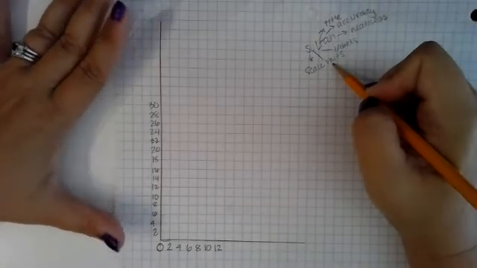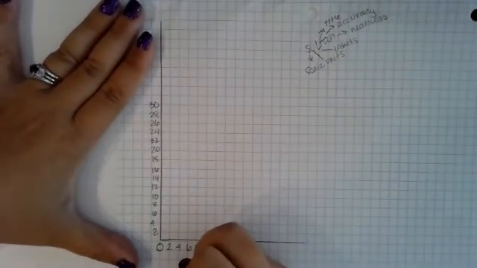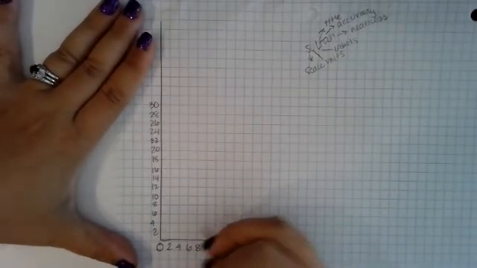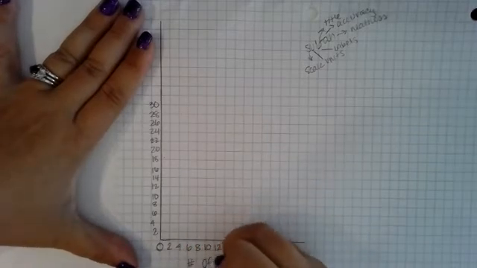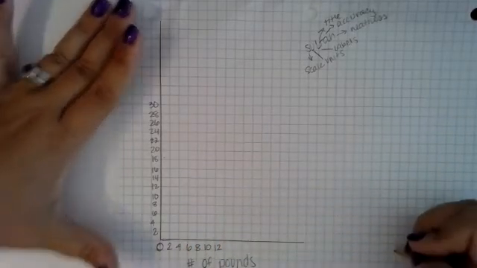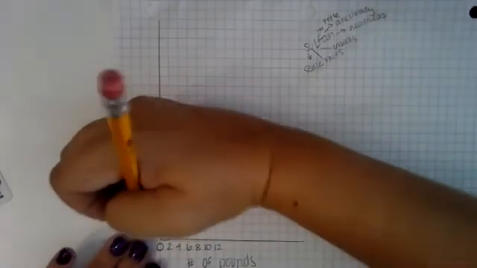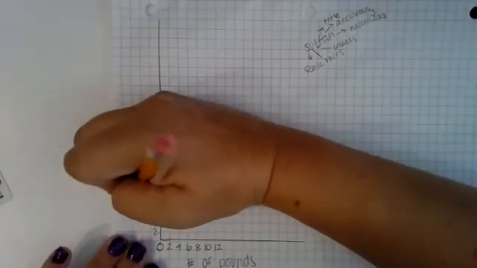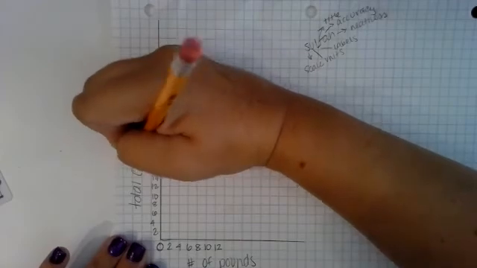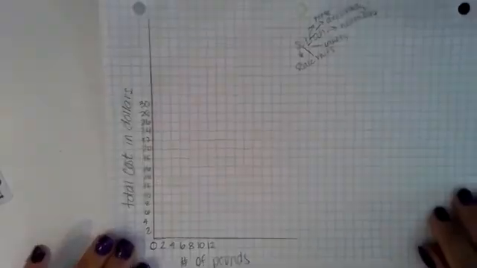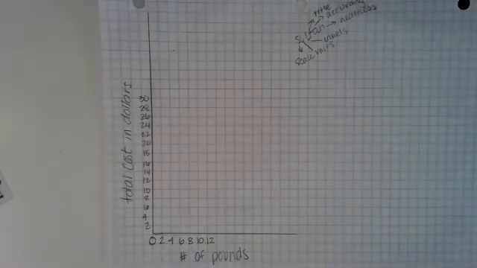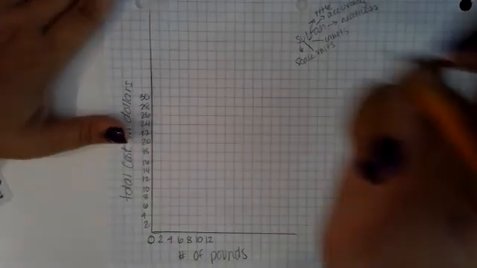Units. So down here, this is also going to be labels. So this is going to be the number of pounds. And then this is going to be total cost in dollars. So that is going to be my units and my labels. And then my title, this is going to be cost of apples.